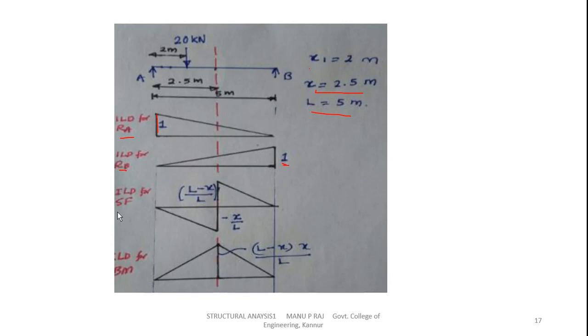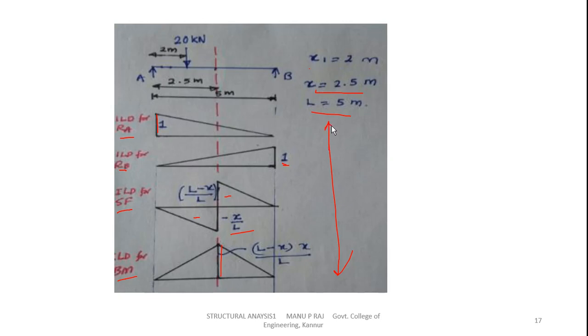Then the ILD for shear force. This is a section at 2.5 meters, so the shape will be like this, with this negative portion and this positive portion. For the negative we get x by L, and this ordinate is L minus x by L. Now the ILD for bending moment will be a triangle with maximum ordinate at x, that is 2.5 meters, and the magnitude of the ordinate is L minus x into x divided by L. For all simply supported beams this will be the case.